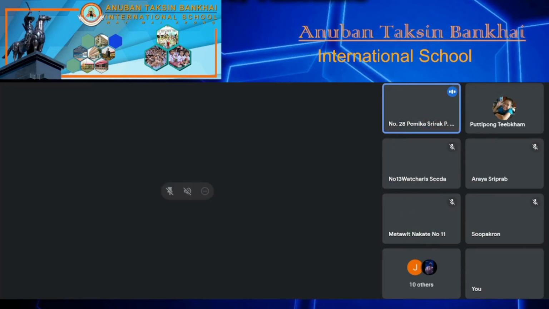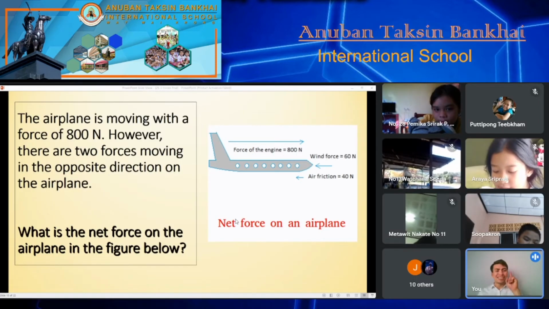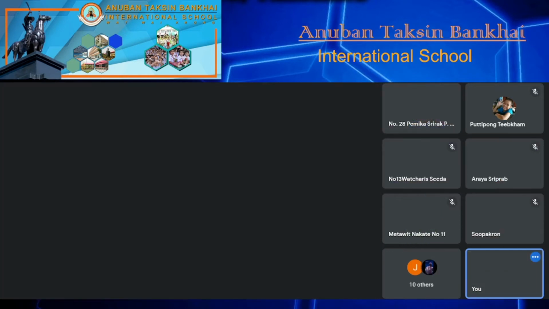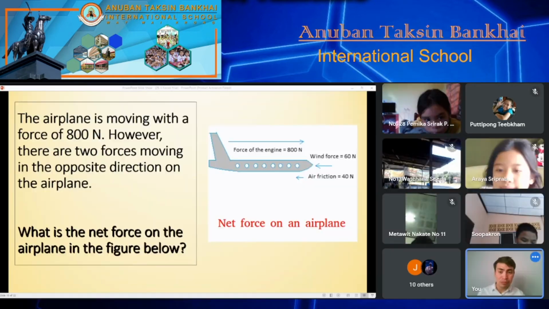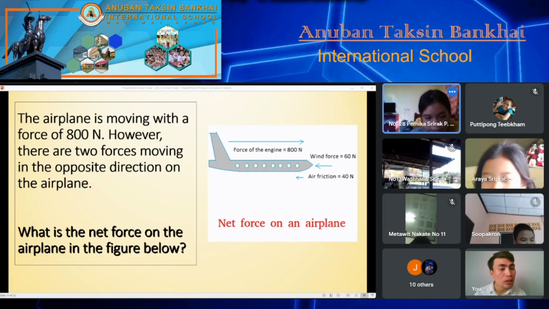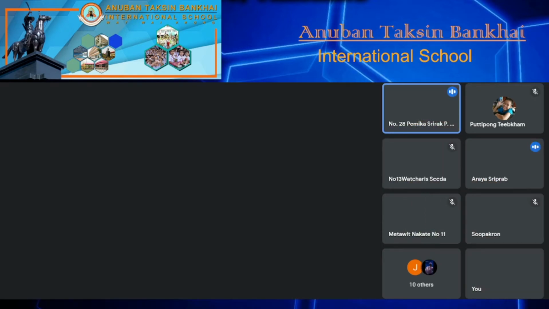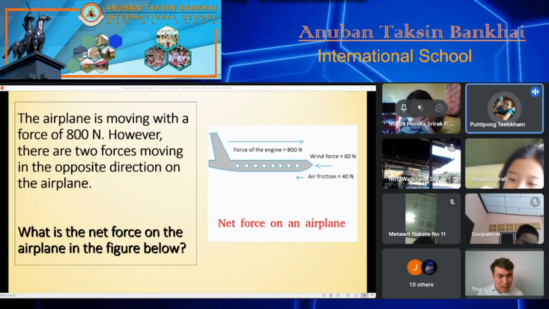Now, this time, I will give you 2 points if you can answer. But this is a little bit difficult. If you can tell me the answer, I give you 2 points. Now, I will help you with number 1. The airplane is moving with a force of 800 Newton. Look at the picture. Going to the left or right? Right.